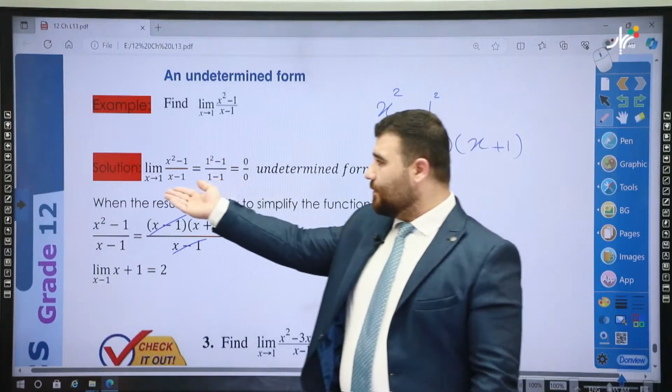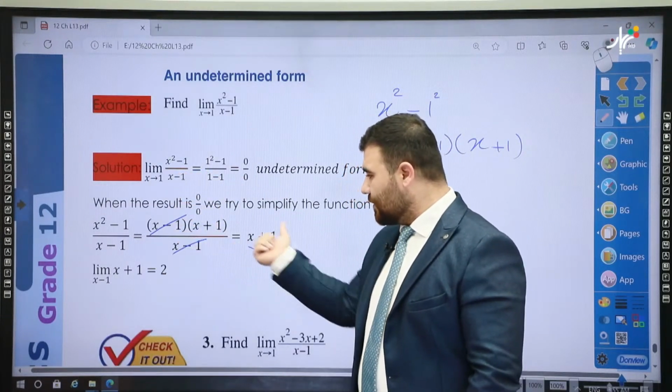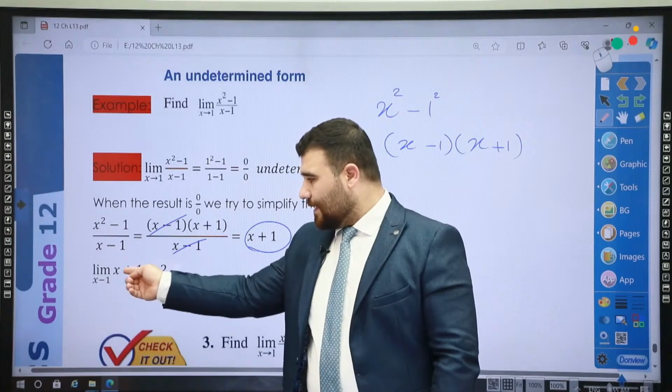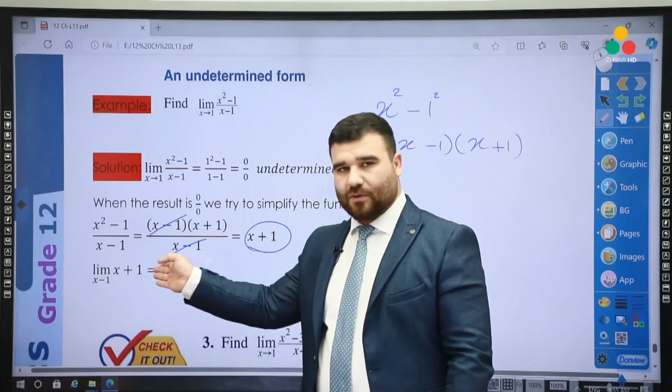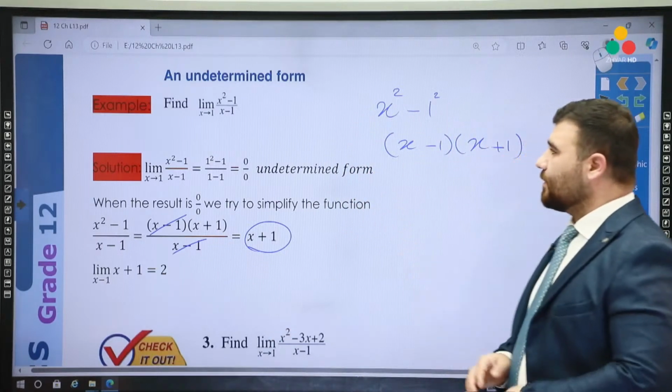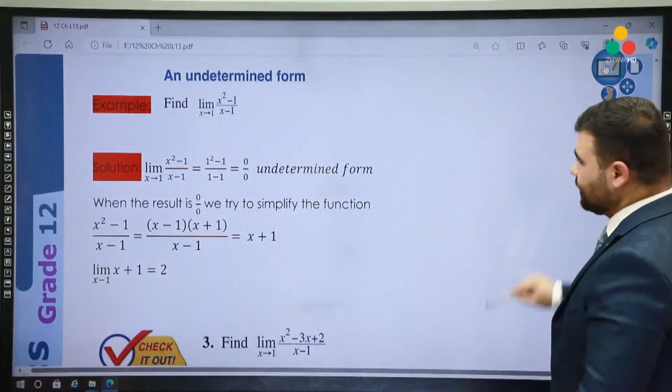Now, if I do the same limit for the function which simplified to x plus 1, limit x tends to 1, x plus 1 will be 1 plus 1, that's 2. The result of this limit is 2.